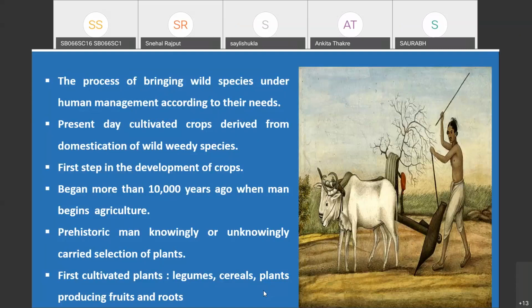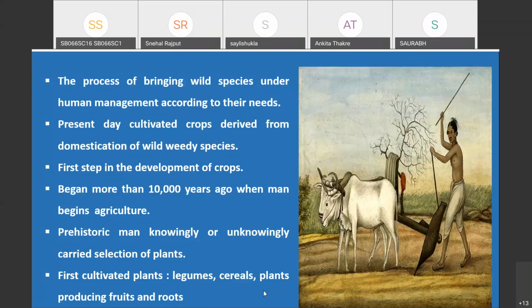Okay, the first cultivated plants were believed to be the legumes, cereals, and plants producing fruits and roots. These were considered the first domesticated plants, the first cultivated plants. Different types of legumes, cereals, and plants producing fruits and roots.